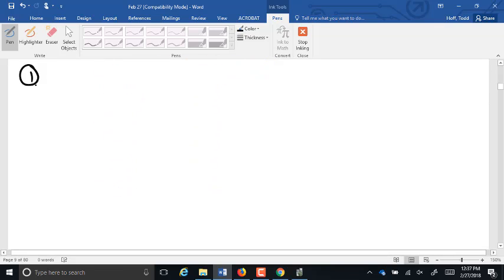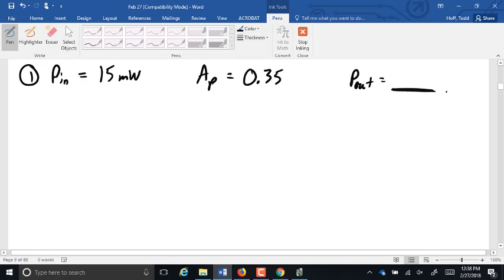So the first one I'm going to have you try. Your input power is going to be 15 milliwatts. Your power gain is going to be 0.35. Find the power out.